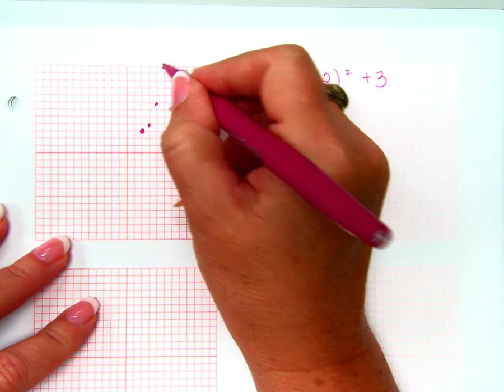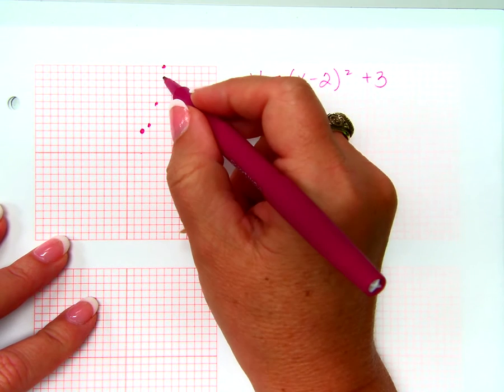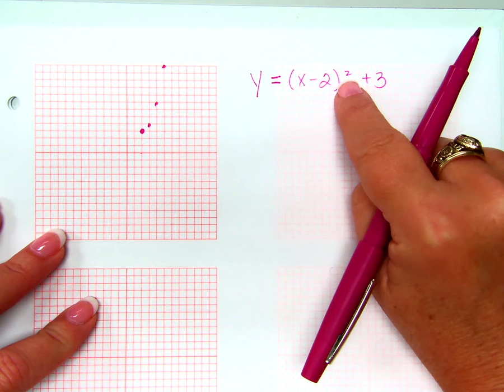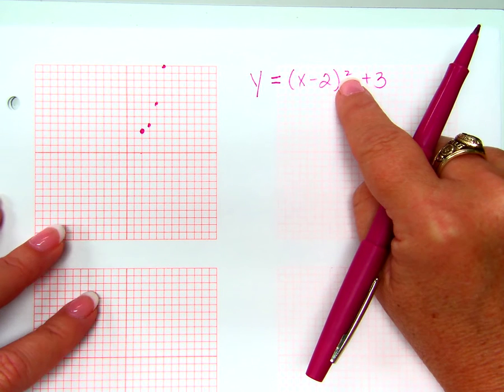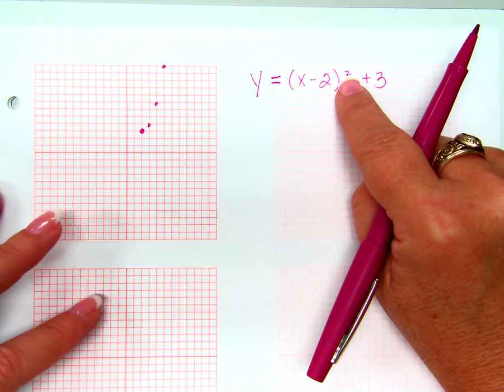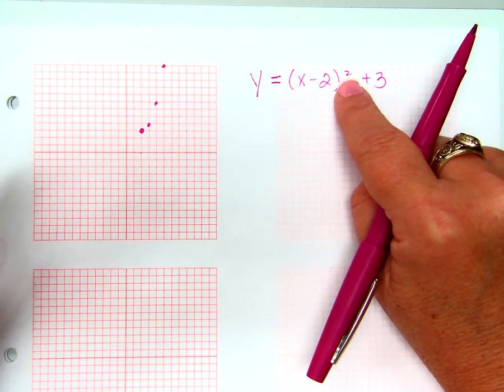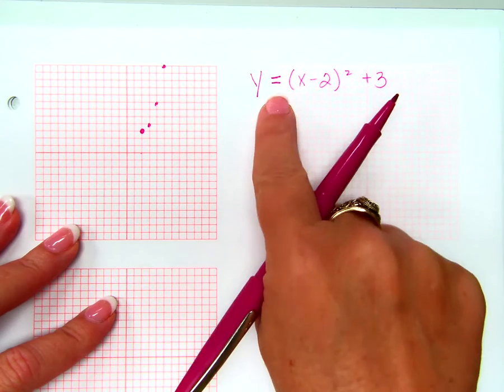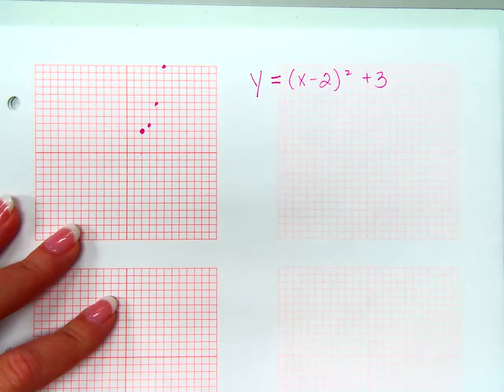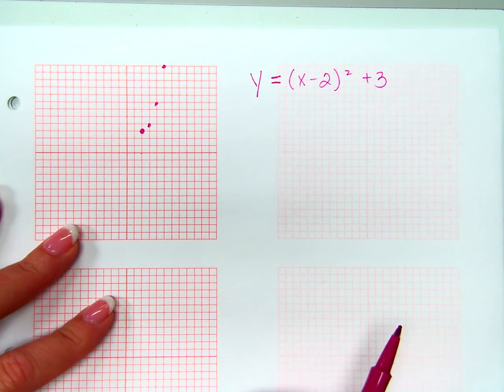And why could I go over 1 up 1, over 2 up 4, and over 3 up 9? What's 1 squared? 1. What's 2 squared? 4. What's 3 squared? 9, right? It's parent function shape. There's no multiplier in the front to change the shape of my parabola.